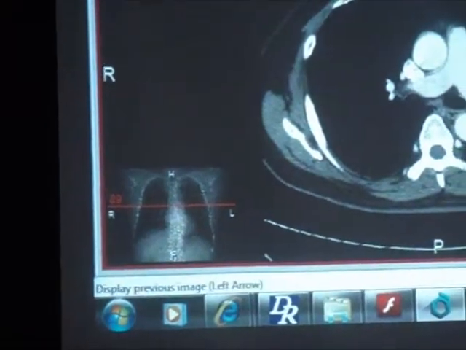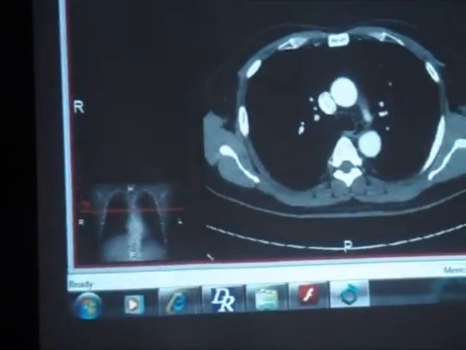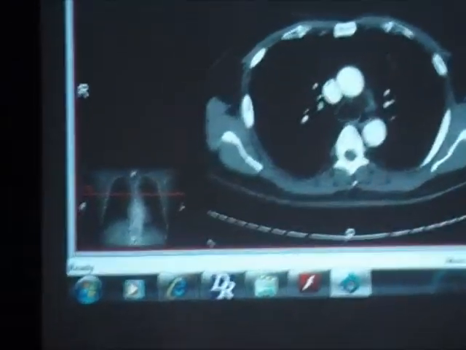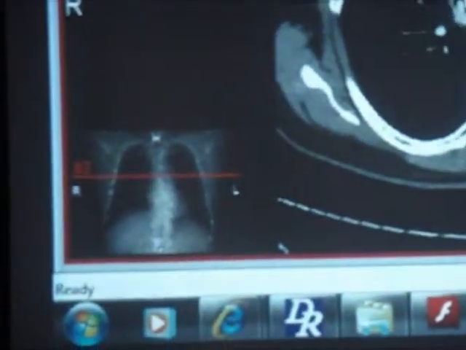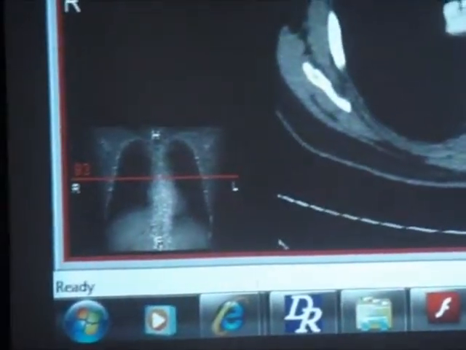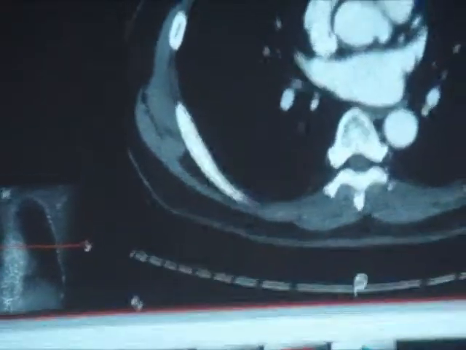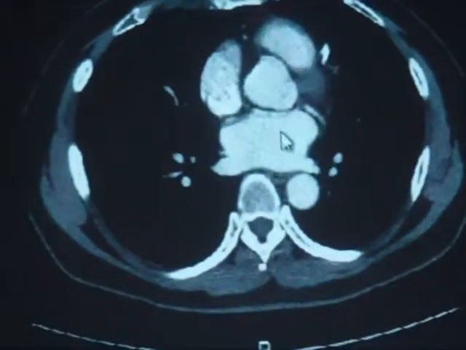So as you can see, if you go up, the red line goes up. If you go down, the red line goes down. Okay, so now further down, let's follow the ascending aorta first. We will do this systematically. You see the ascending aorta right here.